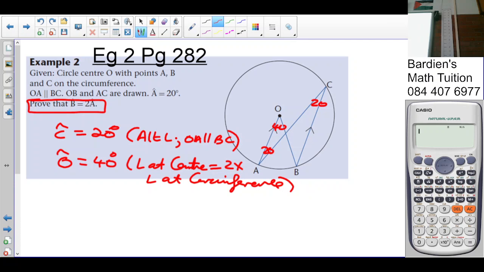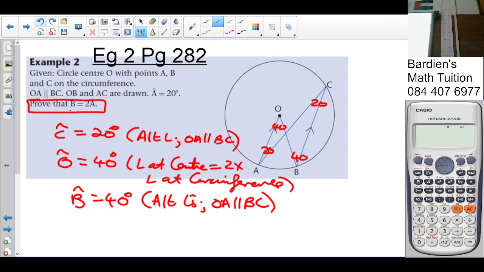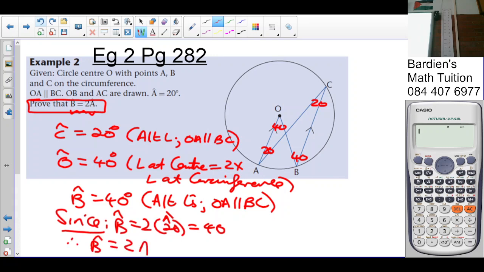So what can we say B is equal to? 40. Why? Alternate. You see that Z going this way? So that angle has to be equal to that angle. You understand, people? Yes. So let's write that down. We have to say that angle B is equal to 40 degrees. Why? It's alternate angles with OA being parallel to BC. So we say since angle B is equal to 2 times 20, which is 40. This was your angle A here. So therefore, angle B is double angle A.